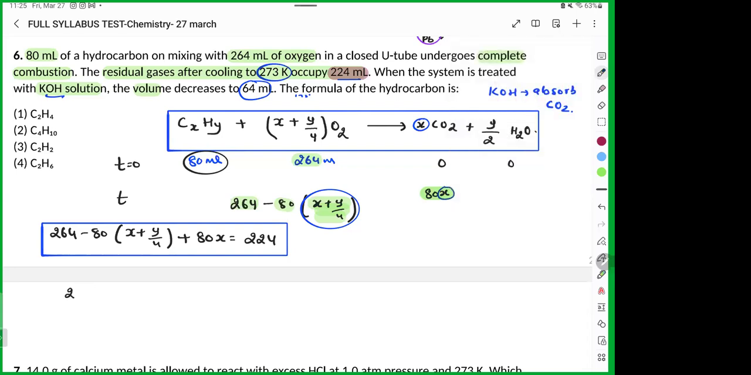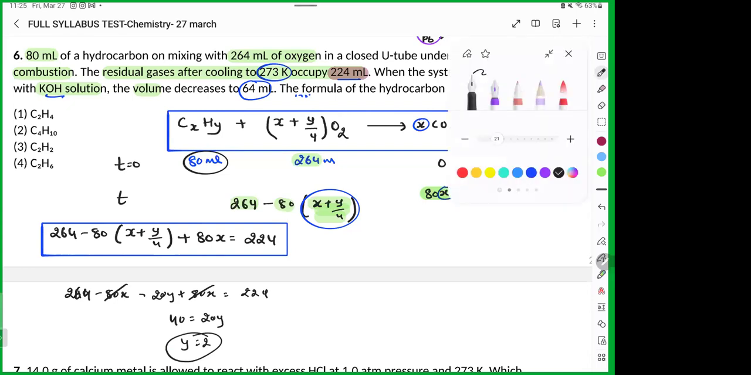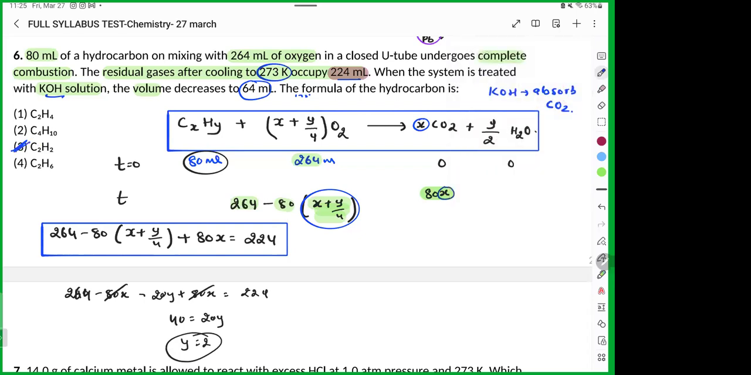If you calculate, 264 minus 80x minus 20y plus 80x is equal to 224. This was 264 now. Sorry. So this cancels. If it comes to this side, 264 minus 224, it will be 40 is equal to 20y. y will be equal to 2. Right? Hydrogen will be 2. If hydrogen is 2, you have only one option. You don't need to calculate the x value. Right? Though you can calculate, but no need.